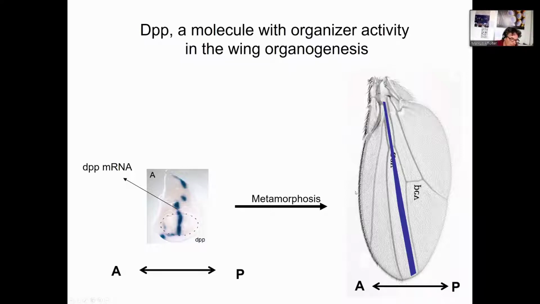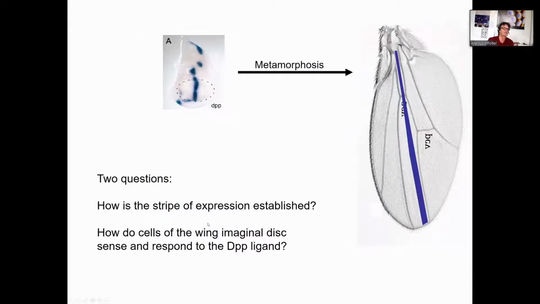How can it influence the development of the entire wing on this side, which is over here, and on this side, which is over here? So two simple questions we want to address. How do you make a stripe of expression here that is very stable? This structure is very little, about 30 cells, and grows to 50,000 cells during larval development. DPP is always a nice stripe in the middle. How do you do that from a very small to a very big structure, to always keep this stripe nicely in the middle? And how do cells then respond to the DPP ligand?